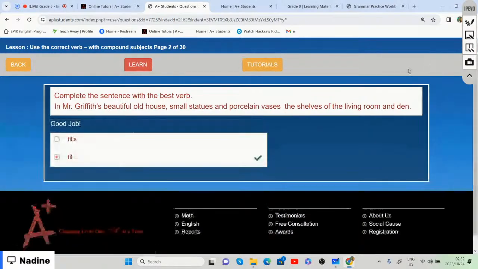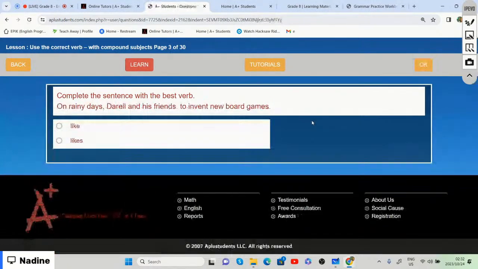So remember we said if your verb is singular, then your subject should at least be plural, more than one. But if your subject is only one, then your verb needs to end with an S. It's like we add an S or ES or IES.